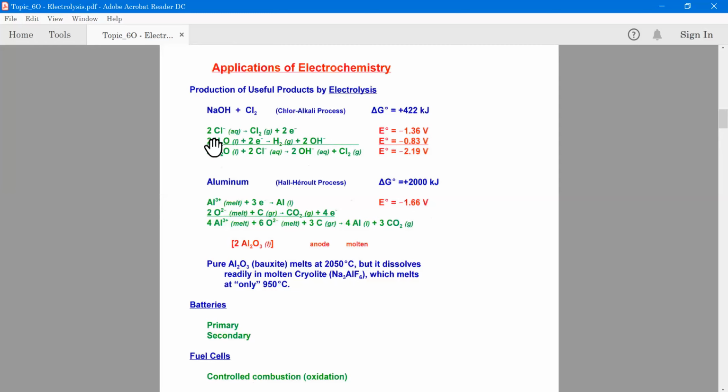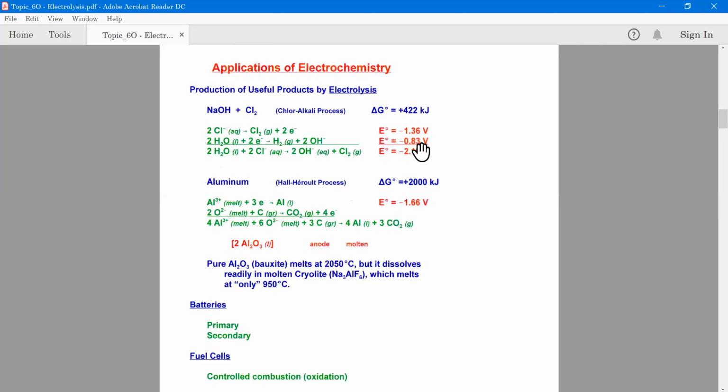The other reaction, which is the reduction of hydrogen in water from plus 1 to 0, is written as a reduction, and its potential, which you can look up in a table, is minus 0.83 volt. And so in this case, we're adding these two reactions, not subtracting them, as we would if they were both written as reductions, because they're not. The first one is written as an oxidation. So adding these two reactions gives us the net overall reaction, which has an E0 of minus 2.19 volt.